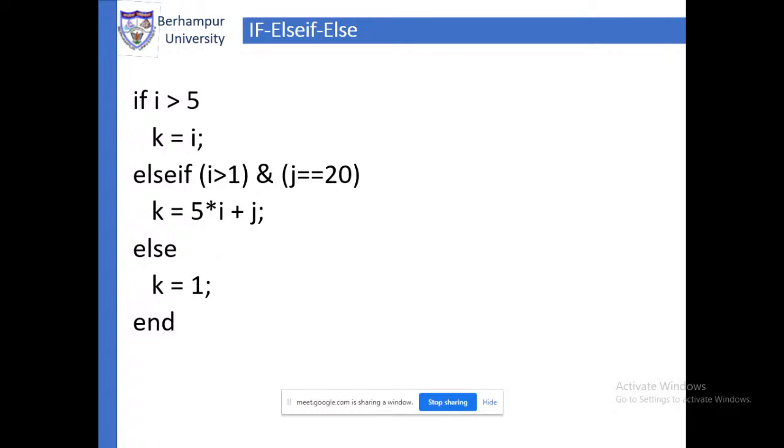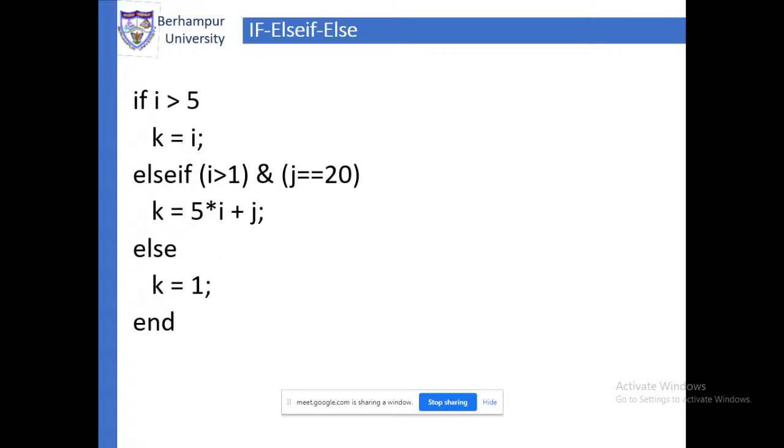If I is equal to 5, you are going in a particular direction, k is equal to I. Else, you are going in the next direction. Else if, you are going in the next direction. Else, you are going in the next direction. You can have as many else if statements as required.